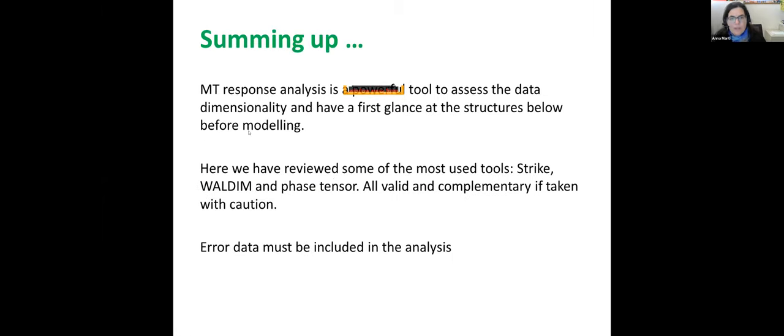So, summing up, MT response analysis is a powerful tool to assess the data dimensionality and have a first glance at the structures below before modeling. Here we have reviewed some of the most used tools: the strike, the WAL dimensionality, and the phase tensor. They are all valid and complementary, but have to be taken with caution. And error data must be included in all the analyses.